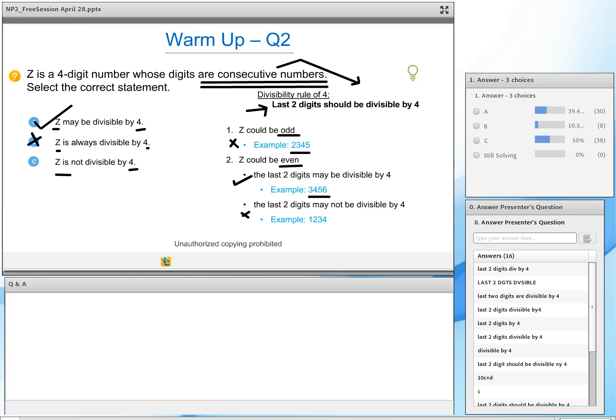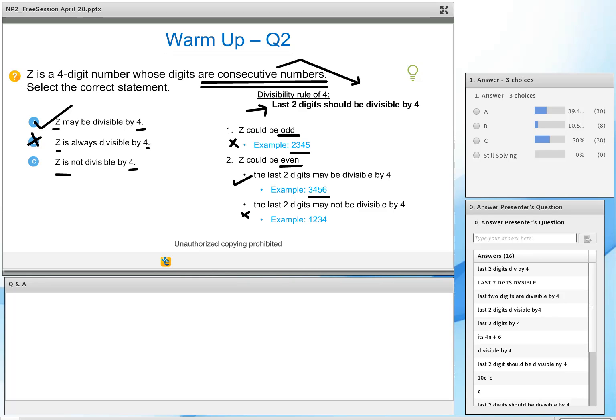So what you're seeing in this question is that you have to consider all the possible cases for the number z, and you have to go about it in a very logical manner. You have to start off with, okay, what could z be? z could be either even or odd. There is no other case that's possible. Now, in the case of even, z could either have the last two digits divisible by 4 or the last two digits not divisible by 4. There is no other case that's possible. So you're actually coming up with your sample space for the number z in order to solve this question, and that's what you did over here.